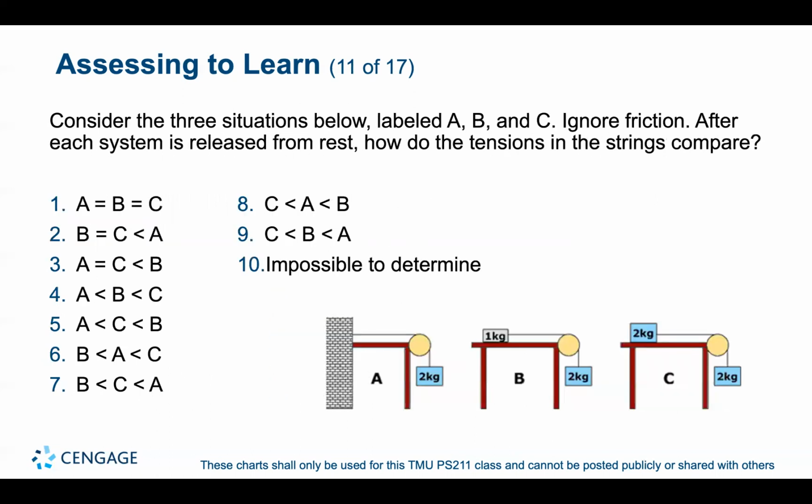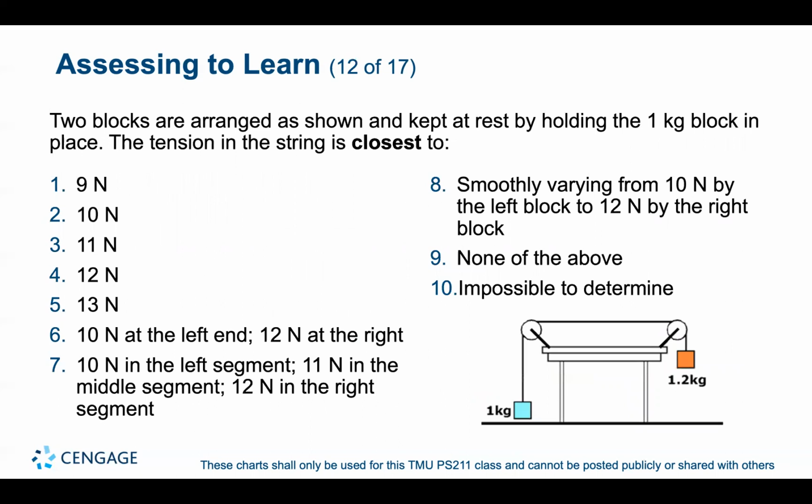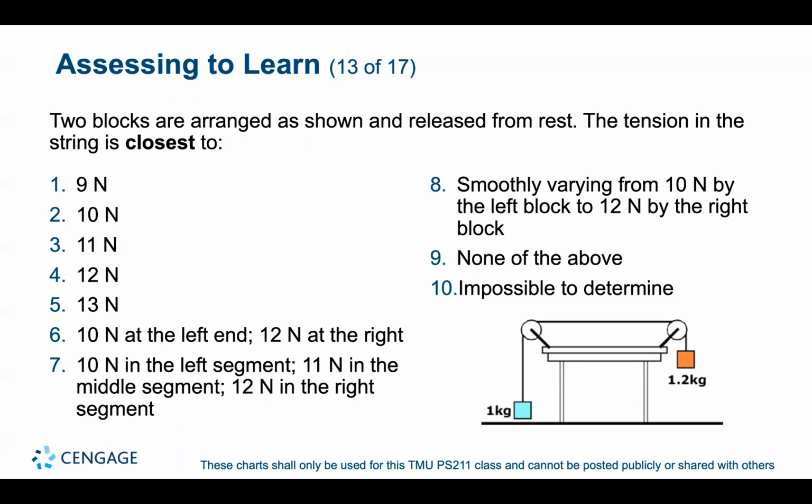Consider the three situations below labeled A, B, and C. Ignore friction. After each system is released from rest, how do the tensions in the string compare? The answer is B is less than C is less than A. Two blocks are arranged as shown and kept at rest by holding the 1 kilogram block in place. The tension in this string is closest to 12 newtons. Two blocks are arranged as shown below and released from rest. The tension in the string is closest to 11 newtons.